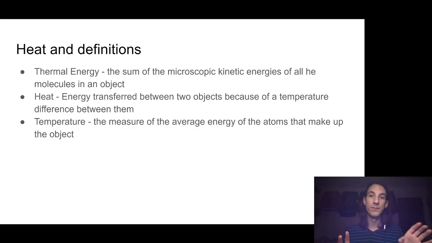We don't talk about macroscopic kinetic energy as thermal energy. So if an object is just moving with some velocity, my calculator doesn't have thermal energy because it has a kinetic energy. It has a thermal energy because of the kinetic energy of all the little particles that are making up this calculator. So we just said that heat is energy transferred between two objects because of a temperature difference between them. And then temperature is the measure of average energy of the atoms that make up the object. So either the average kinetic energy of them or the average thermal energy of them. We're going to talk about them in the same way.